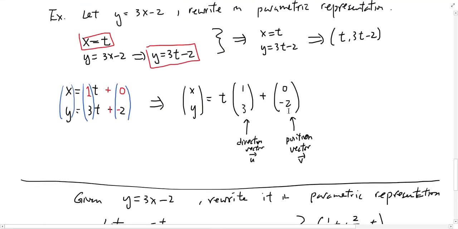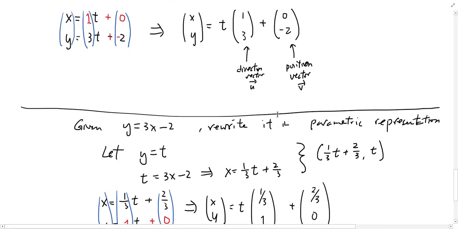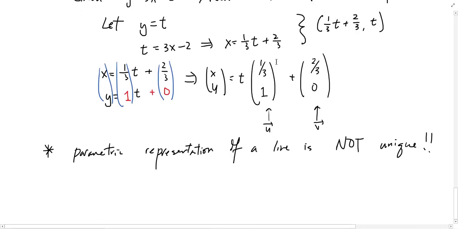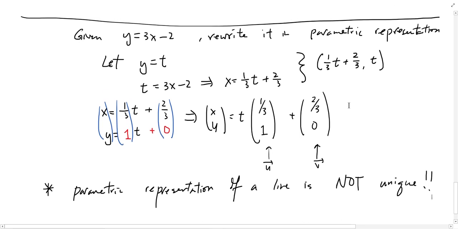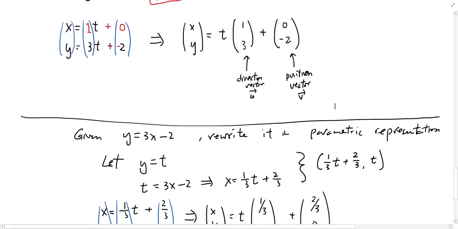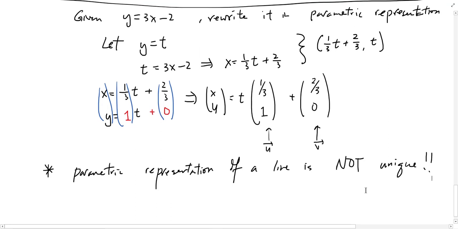We just found two different parametric representations. One is right here, and one is right here. And guess what? They both represent the same line. Well, how do I know they both represent the same line? It's actually not that easy to tell by just looking at it, but for a line, it's actually not that hard to do, and I will show you how. But the important concept I want to get across right now is that parametric representation is not unique.